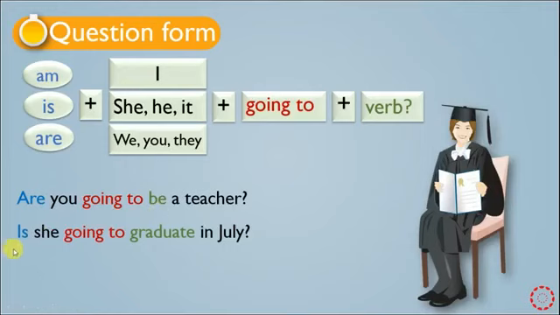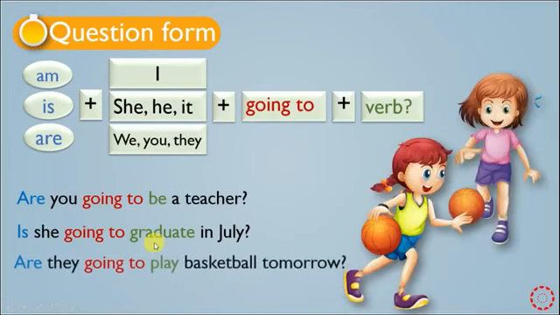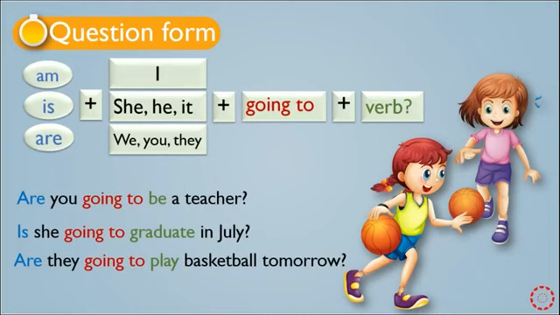Another example, is she going to graduate in July? We say graduate, not graduated or graduating or graduates. We say graduate, the base form of the verb. The last example, are they going to play basketball tomorrow?